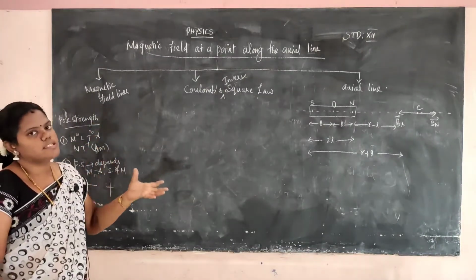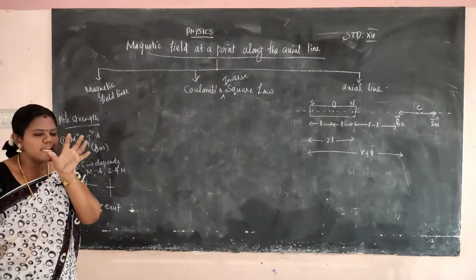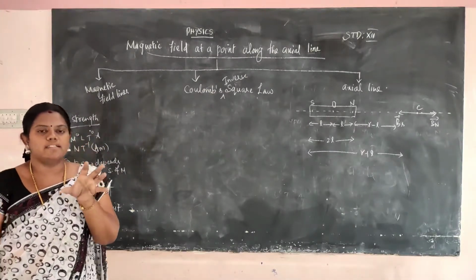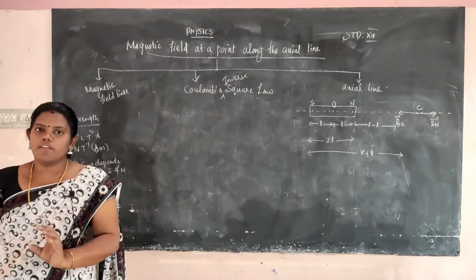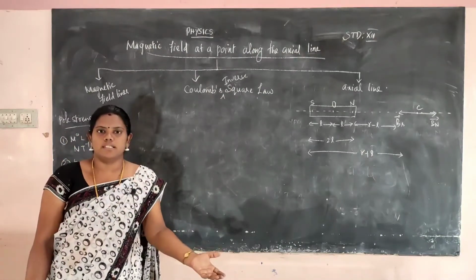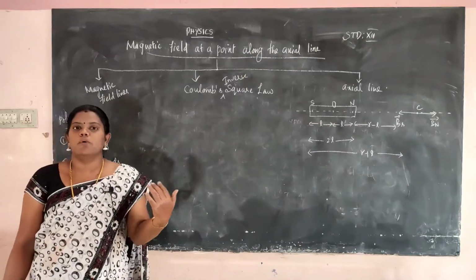What is the meaning of pole strength? Pole strength is the strength of one pole of the magnet. A magnet always has two poles, north and south. The north pole has one strength and the south pole has one strength. Now, what are the factors that pole strength depends on?